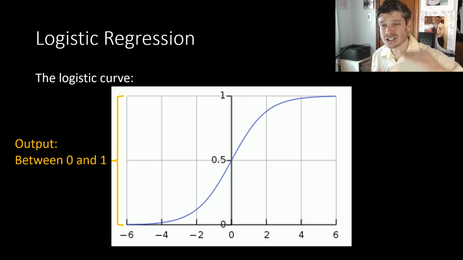Now it's up to us where we want to set the threshold. And we might have to play around with it a lot to figure out what the appropriate threshold is. But the beauty of using logistic regression is that it's trapped between 0 and 1. Again, the further we go to the left, the closer it is to 0.